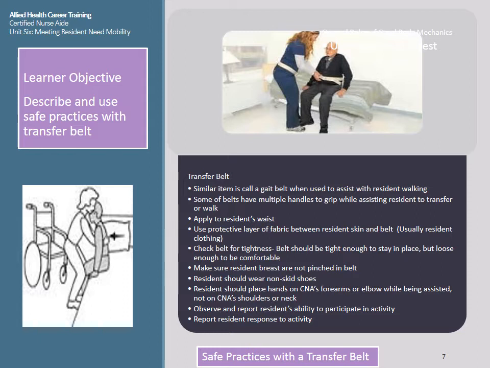Residents should place their hands on the CNA's forearms or the elbows while being assisted, not on the CNA's shoulder or neck, because they will pull you down towards them and could cause injury for the CNA. Observe and report the resident's ability to participate in the activity. Always report the resident's response to the activity. Anytime our residents have a change in their ambulation, it should always be reported. Remember, we need to keep our residents safe. Always use good common sense.